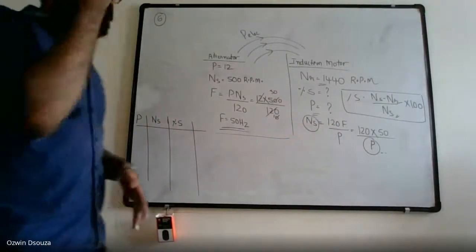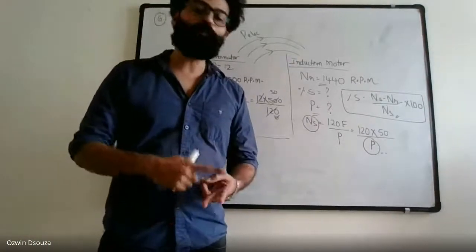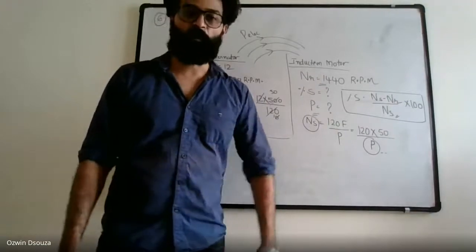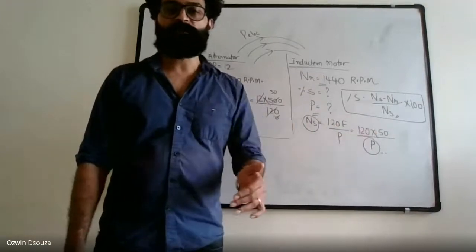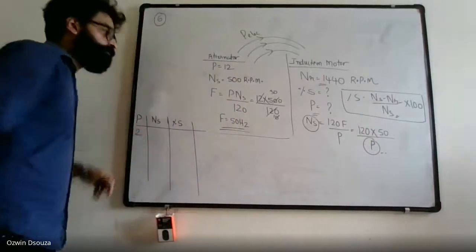You know that poles cannot be odd numbers, right? It should be an even number: 2 poles, 4 poles, 6 poles, because you should have a pair of poles. For every north pole, you should have a south pole. So first, let us take p is equal to 2.